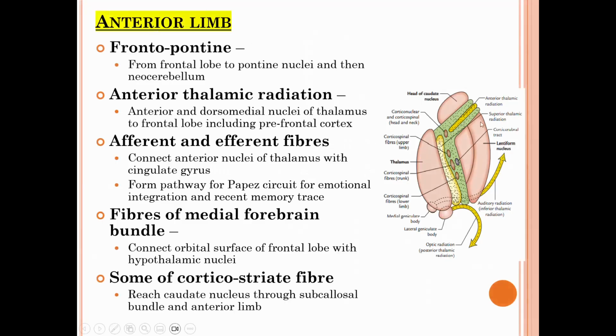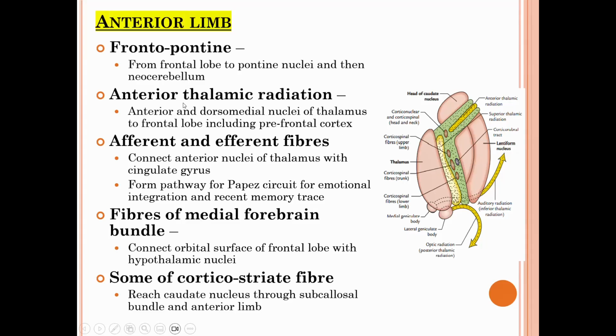So first we will see the anterior limb. In the anterior limb, there are frontopontine fibers, as you know, from the frontal lobe to the pontine nuclei and then to the neocerebellum, so they form the fronto-ponto-neocerebellar fibers. Then there is the anterior thalamic radiation, coming from the anterior and dorsomedial nuclei of the thalamus to the frontal lobe, including the frontal cortex.